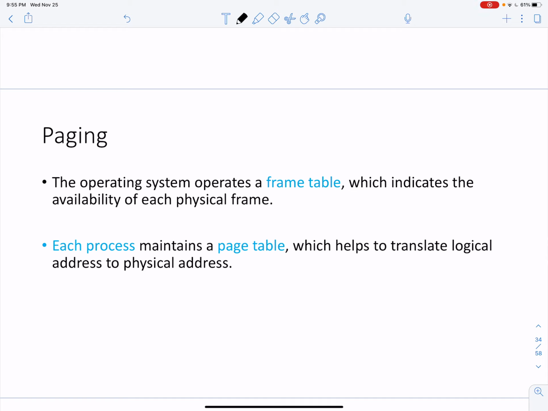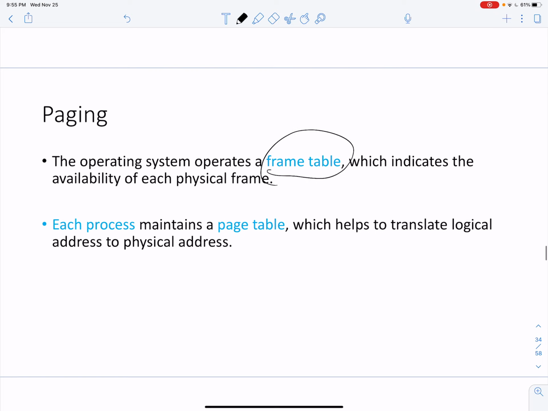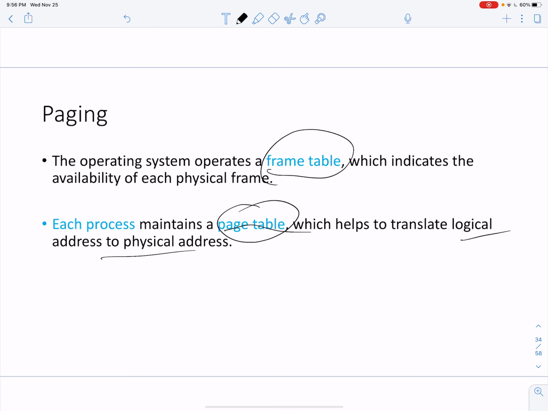So for all the pages, we use a frame table to indicate if a specific page has been allocated to store a program or if it is free. This data structure is named frame table. The whole operating system manages a frame table so that the operating system is aware of the availability of those different pages. Whereas for every process, it manages a page table to help translate the logical address into a physical address. So we are going to spend a lot of time with page table next.